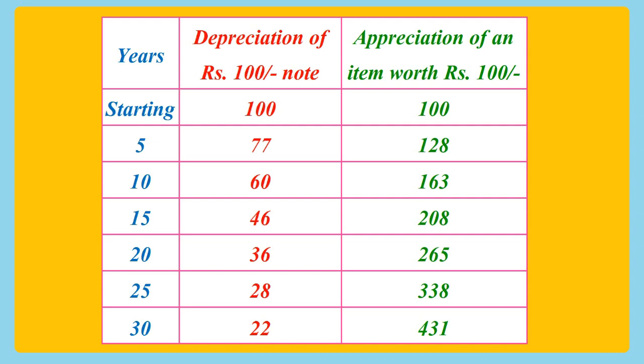Also see how the value of the rupee and the value of the commodity become after 10 years. Keep looking at 15 years, 20 years, 25 years and see what happens after 30 years. The value of 100 rupees becomes 22. But for 100 rupees we need 431 rupees to buy the product we buy today after 30 years. This is the magic of inflation.